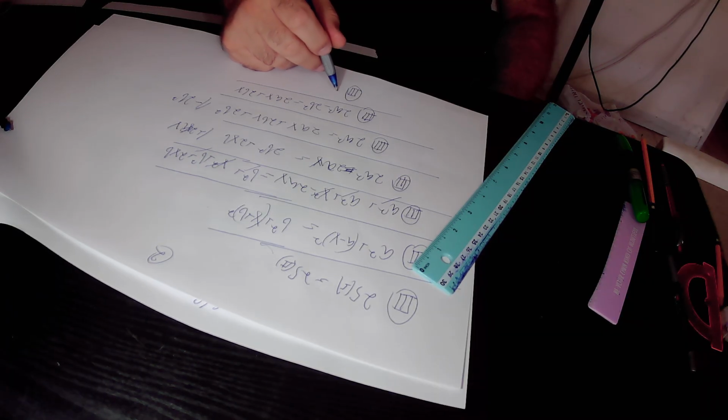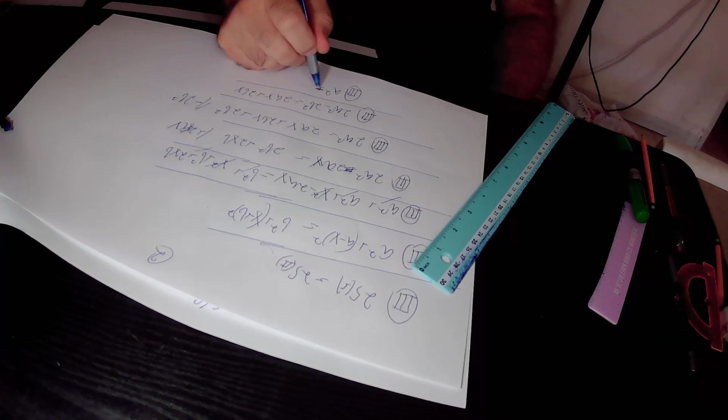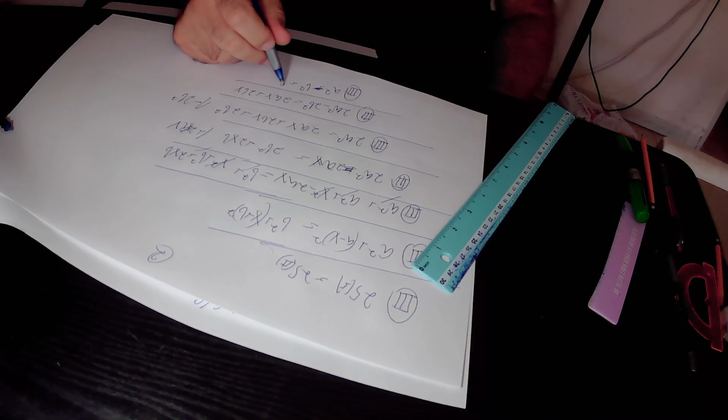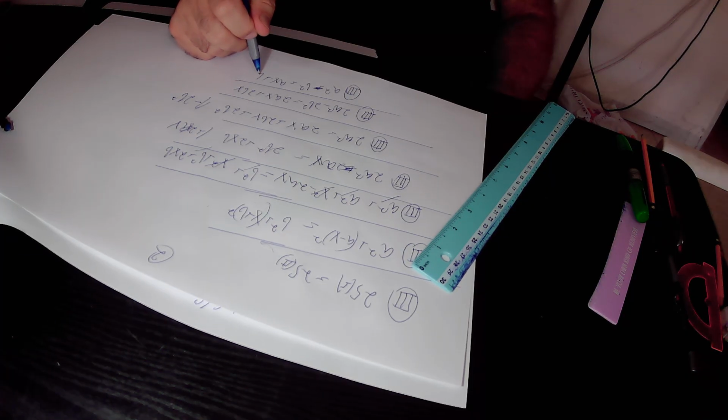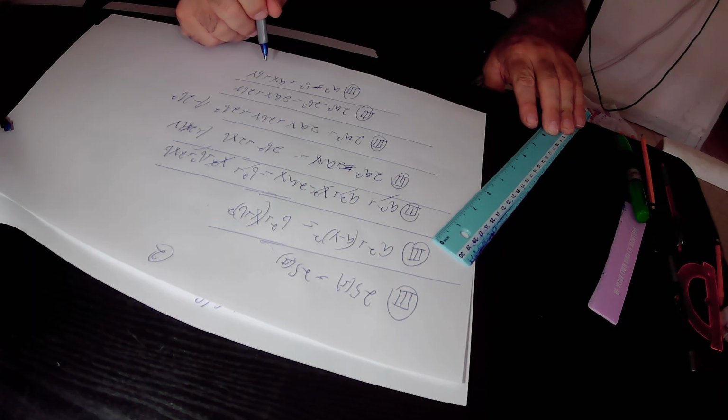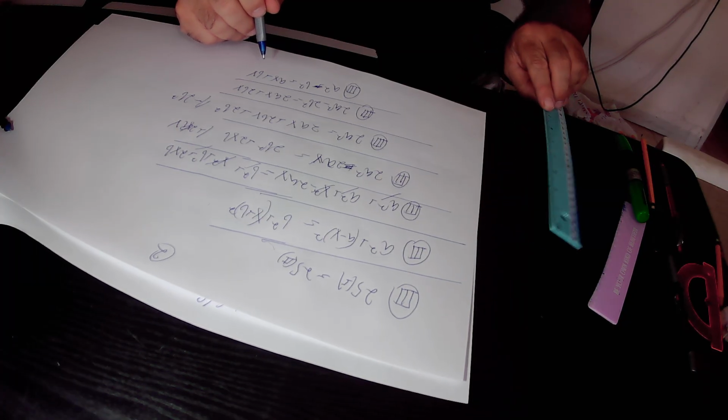And finally we get that according to equation 3, 2a squared over 2 is a squared, minus 2b squared over 2 is minus b squared, equals 2ax over 2 is ax, plus 2bx over 2 is bx. So now according to equation 3, we have found out that a squared minus b squared equals ax plus bx.